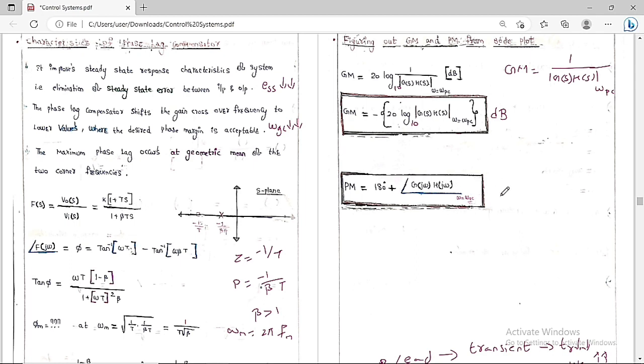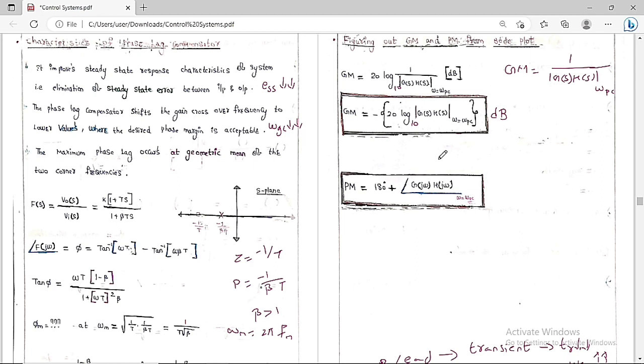In simple words, the phase crossover frequency is the frequency at which the phase angle of G of H of S is equal to minus 180 degrees. At that frequency, see the magnitude Bode plot, attach a minus to that value, and we get the gain margin in dB. Whereas the gain crossover frequency is the frequency at which the magnitude of G of H of S is equal to 1, that is 0 dB. At 0 dB in the magnitude plot, find the frequency, that is the gain crossover frequency. At that frequency, from the phase angle plot get the phase angle and add 180, then you get the phase margin.